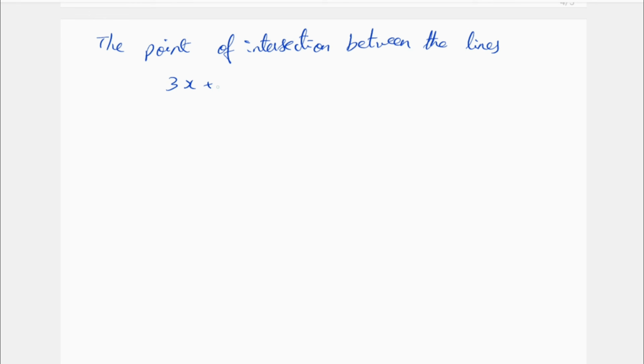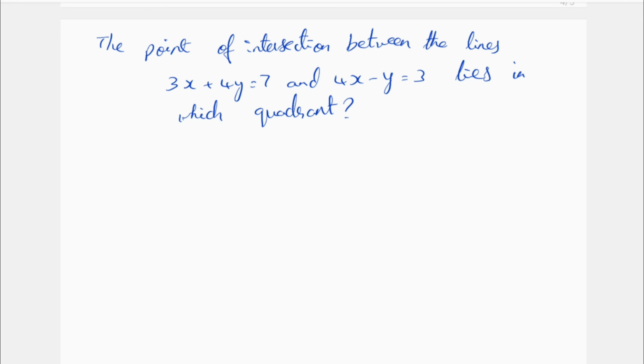We have been asked, the point of intersection between the lines 3x plus 4y equals 7 and 4x minus y equals 3 lies in which quadrant? Which quadrant? This is the question that we are asked.